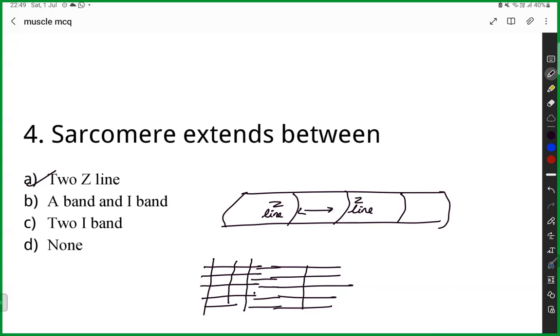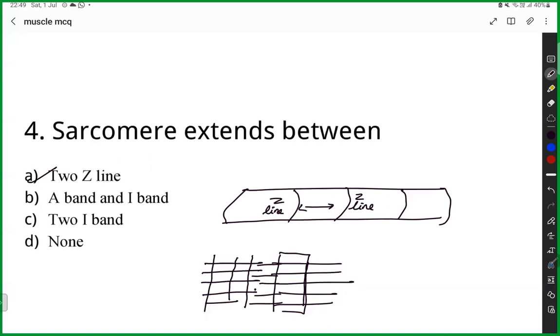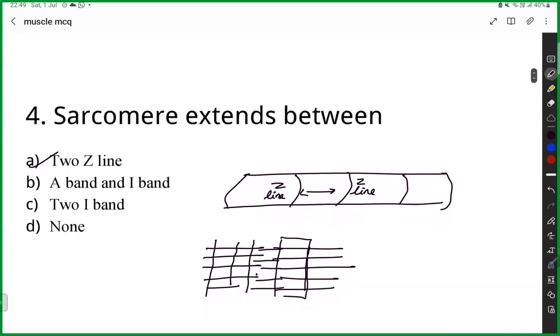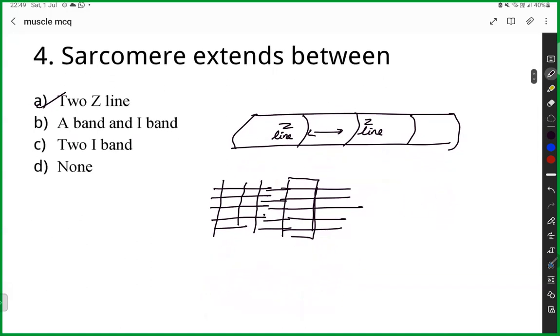Okay, then what is your I band? I band means actin filament alone. This place, where only your actin filaments are there, is going to be the I band. So sarcomere extends between two Z lines and not A band or I band.